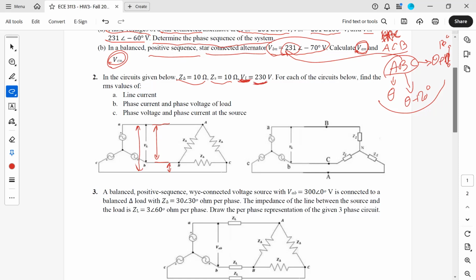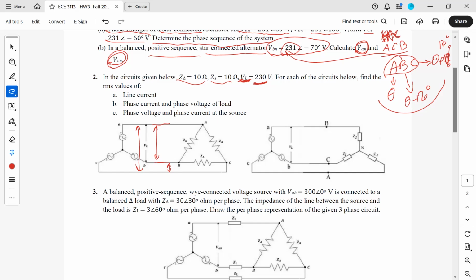Now we want to calculate the following parameters in each of those circuits. Let's start with the delta connection. It asks us for the line current, phase current and phase voltage in the load, and phase voltage and phase current at the source. Now, since it's delta connected, let's start with B because it's easier.